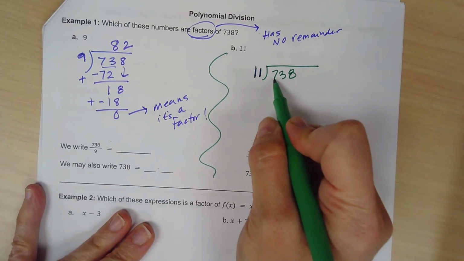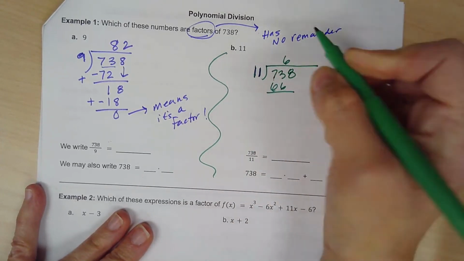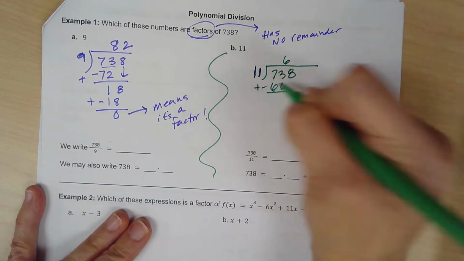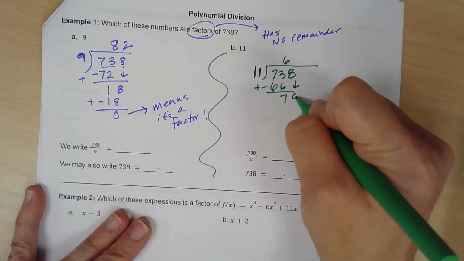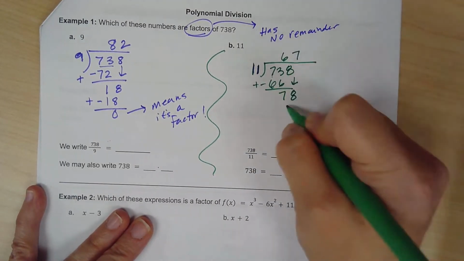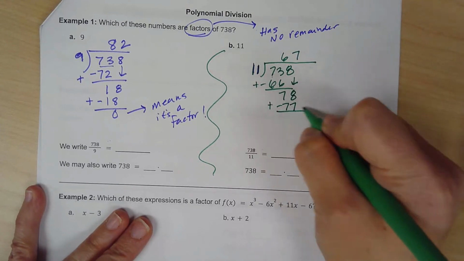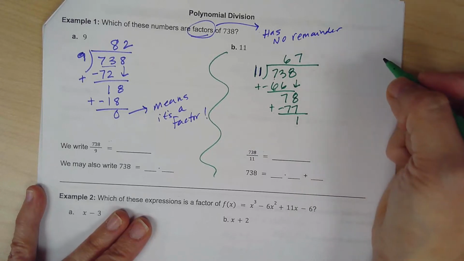So 11 can't go into 7. 11 goes into 73 6 times. So 11 times 6 is 66. Add the opposite, and we get 7. Bring down your 8. 11 goes into 78 7 times. Add the opposite, we get 1. Now 11 can't go into 1, so we have this remainder of 1.